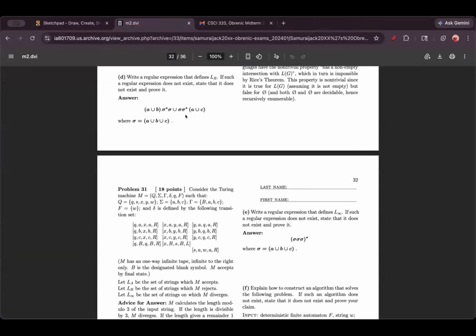For pumping lemma, there are two times you have to use it. There's pumping lemma for regular languages, and there's also pumping lemma for context-free grammars. The way you figure out which one is by what the question asks. If it says write a context-free grammar for this language, and if it doesn't exist, prove why, then you know you have to use the pumping lemma for context-free grammar.